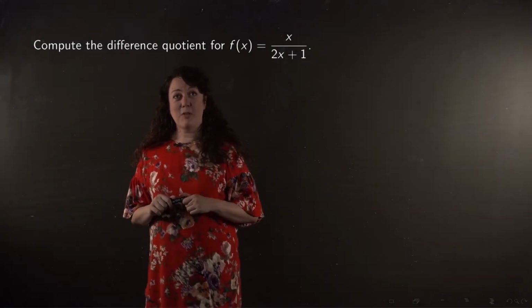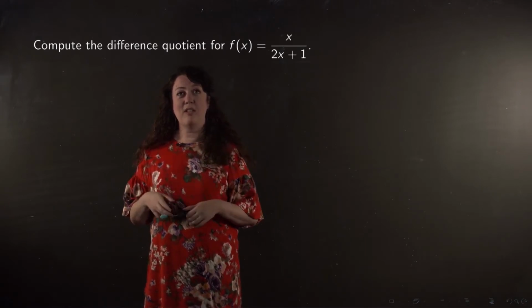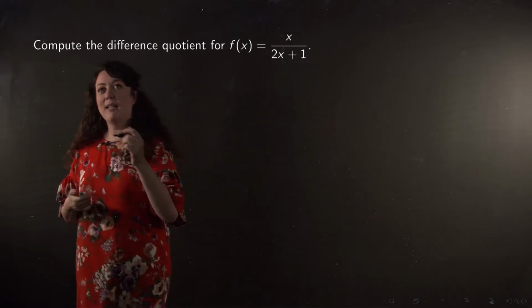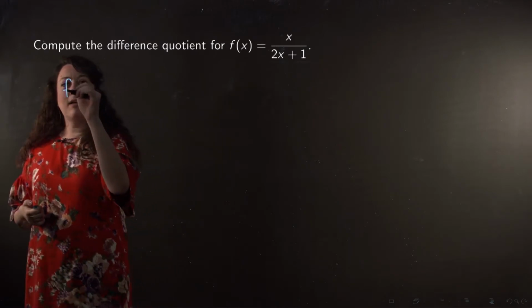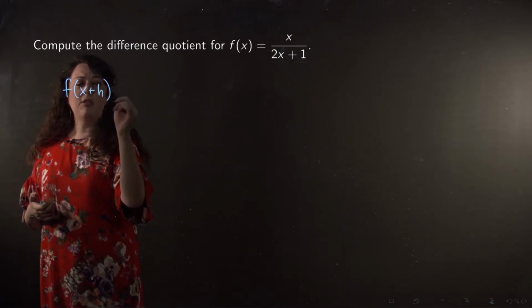Okay, finding a difference quotient. It involves the same steps every single time. We're going to take this very slowly so that we can make sure we don't lose track of anything. So the steps are, step number 1, we need to figure out if this is f of x, what is f of x plus h?